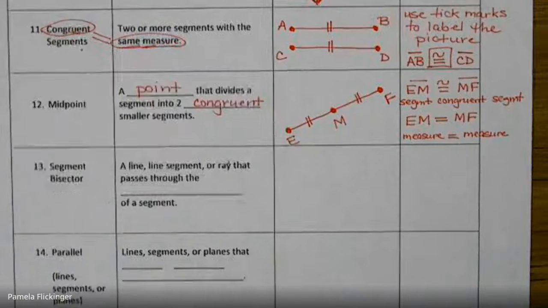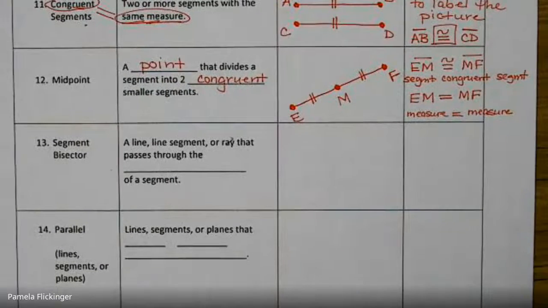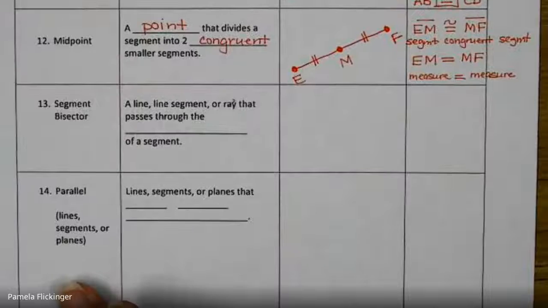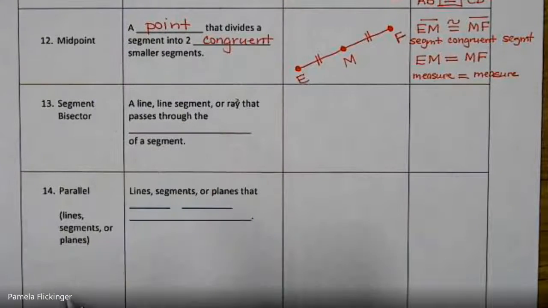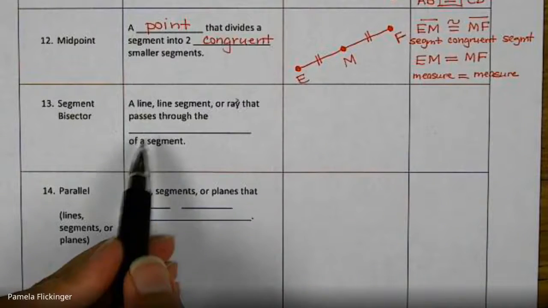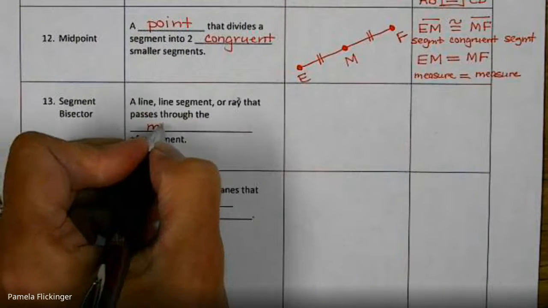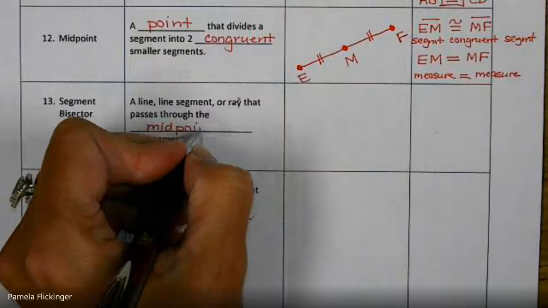All right, but again, we want to practice writing things properly, saying them properly. All right, segment bisector. This is a line or it might be a line segment, or it might be a ray that passes through the midpoint of a segment.